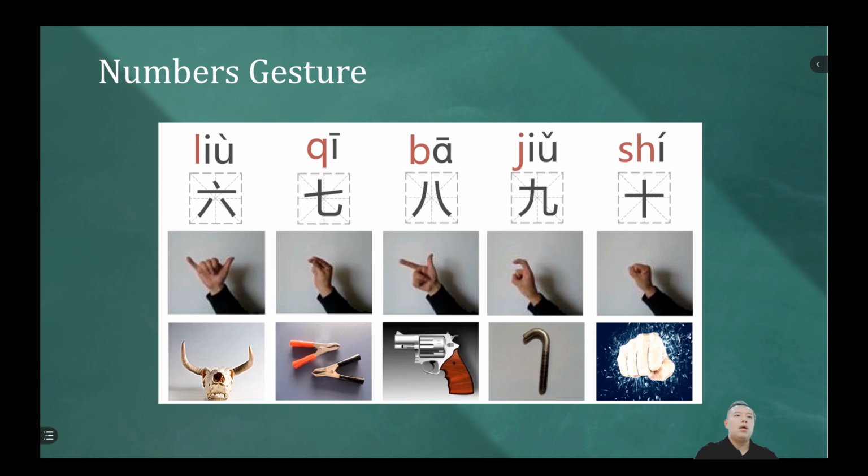From 6 to 10 is a little bit different. 6 is a horn. 7 is a clip. 8 looks like a gun. 9 is a hook. 10 is a fist. Now follow me. 6, 7, 8, 9, 10. Okay, can you try? Isn't that funny?